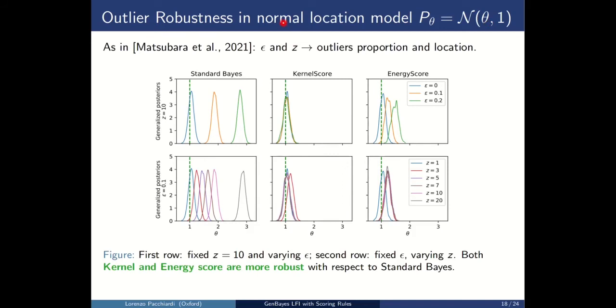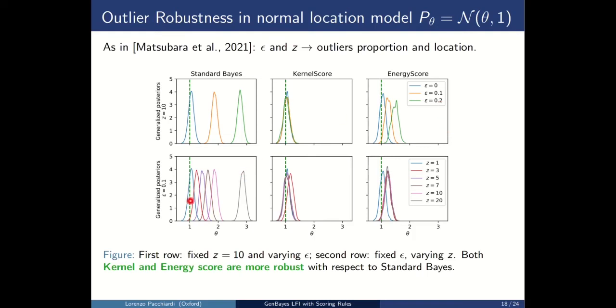So we verify this empirically in a normal location model, which is a univariate normal distribution with known standard deviation and unknown mean theta here. And we consider 100 observations, the bulk of which is generated from this model with theta equal to 1, and we have some outliers. And epsilon and z here are 2 knobs which control the proportion and the location of outliers. So basically here in this graph, in the first row we fix the location of the outliers to 10 and we vary epsilon from 0 up to 20%.